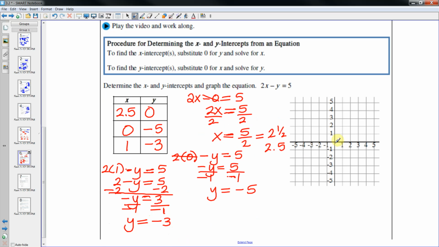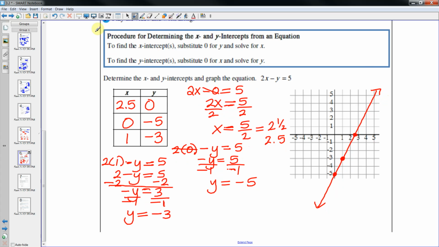So 2.5 comma 0 would be over to in between the 2 and the 3, and then up 0. 0, -5 would be over 0 and down 5. And then our checkpoint 1, -3. And you can see that those line up. And we are going to line them up, draw my line, and make my arrows. So I've just now graphed using the x and y intercepts. So in the past we've used a table to graph, and now we've got a second way that we can graph using our x and y intercepts. So we have some options for graphing.